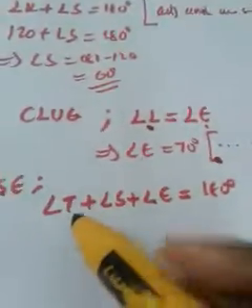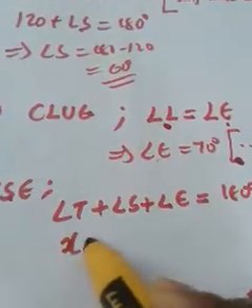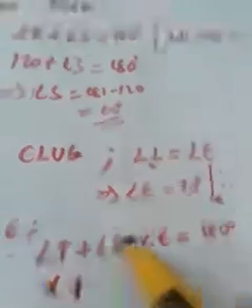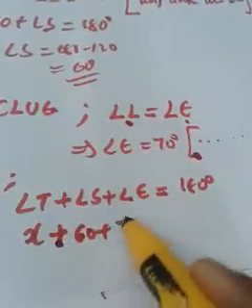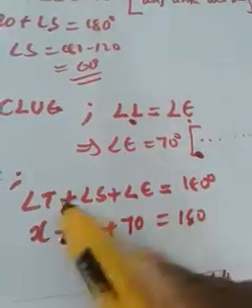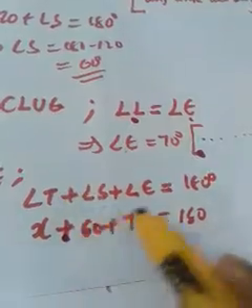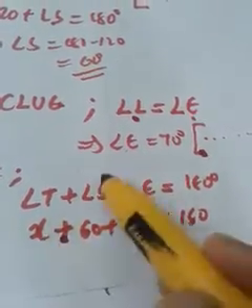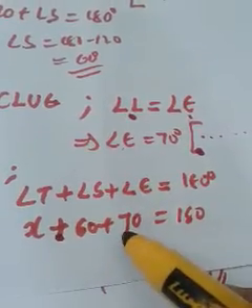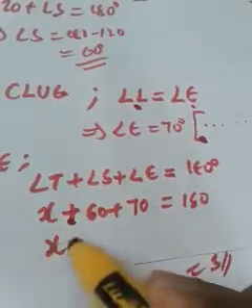So angle T we don't know, that is what is given as X. And angle S we already calculated. What is angle S? 60. And angle E we already calculated. What is angle E? 70. The sum is equal to 180. So this is your equation. Replace the equation with the known things. Angle T we have marked as X. Angle S we got. Angle E also we have calculated. And this will give you the value of X.